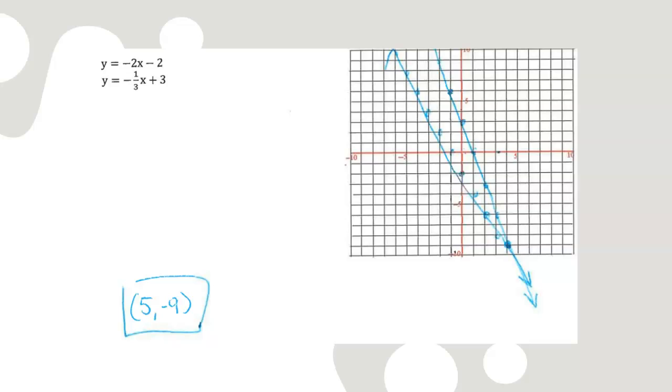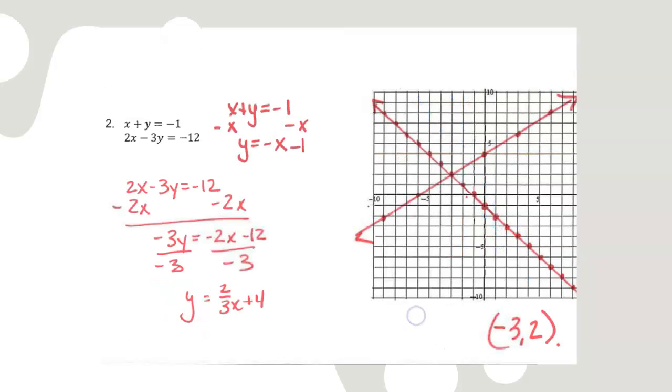Moving on to graphing, I graphed both of those, and it looks like this should be actually (4, -9) instead of (5, -9). They cross right here. Almost didn't make it. The other ones you had to rearrange, and my intersection was (-3, 2).